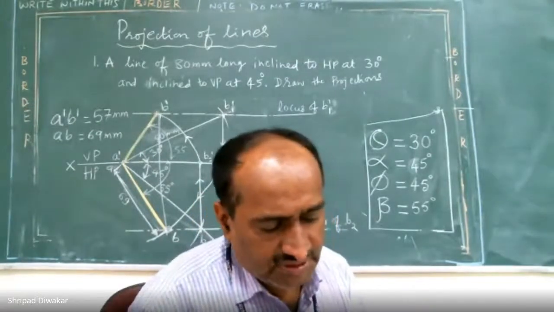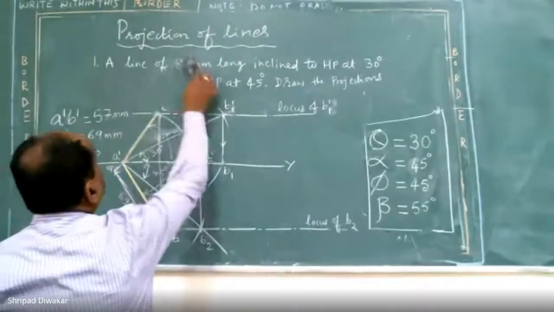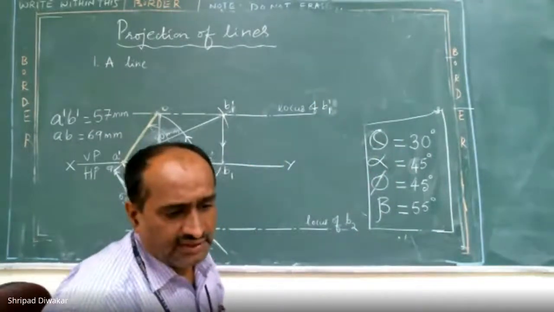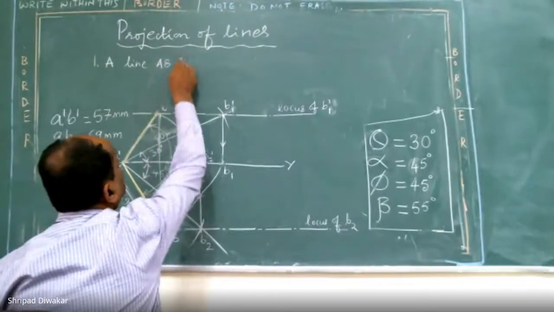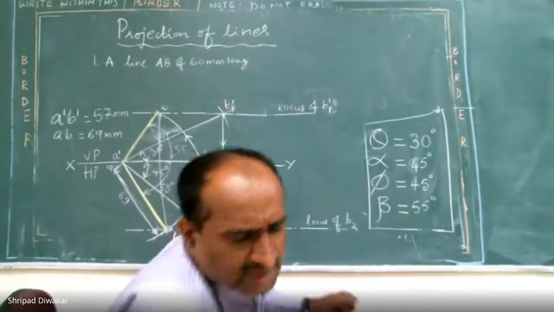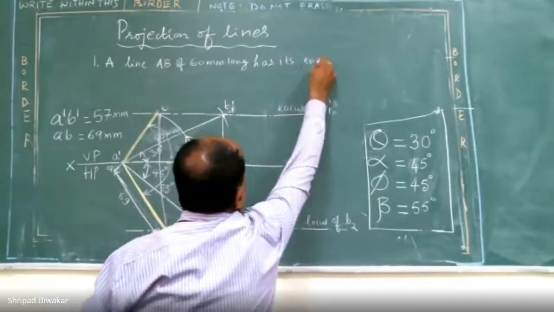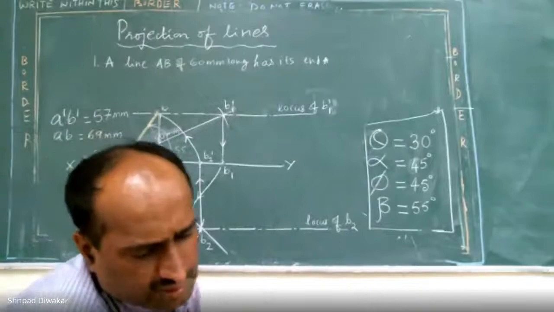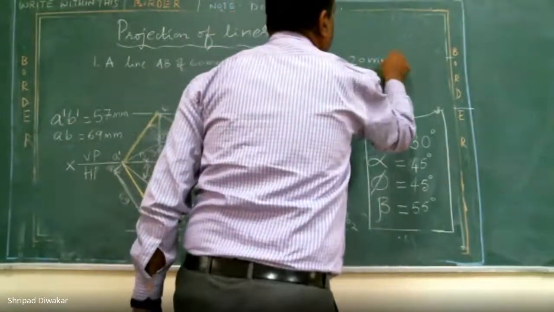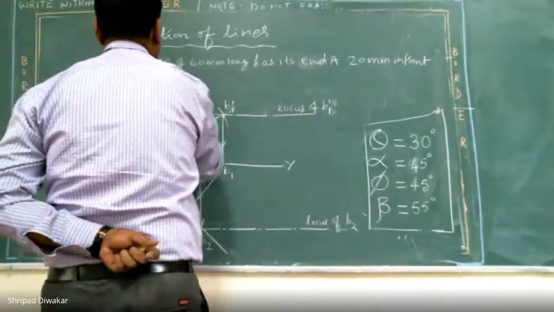Please all of you note down this problem. A line AB of 60 mm long has its end A 20 mm in front of VP and 15 mm above HP.